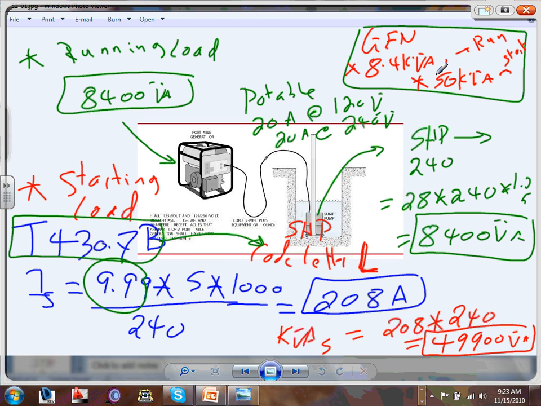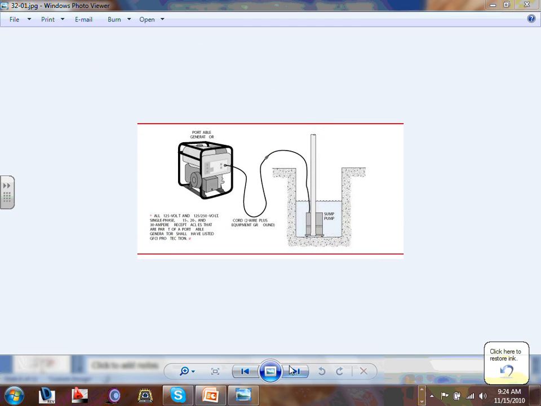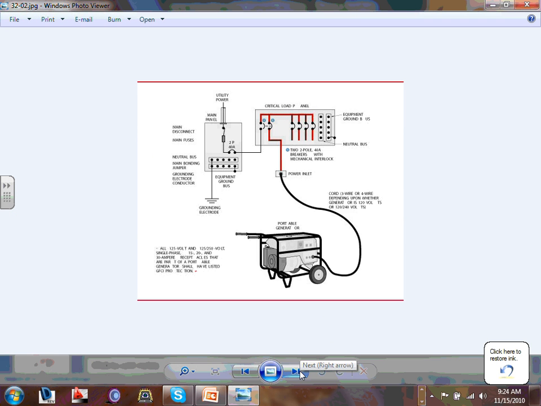Okay, so that's the cheapest piece of equipment that you can buy. You guys want a break before I go over that? Five minute break. We'll go over that one.